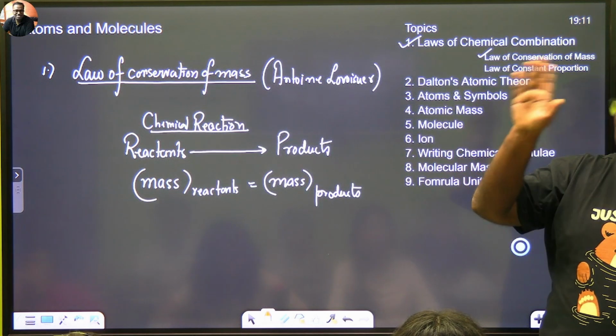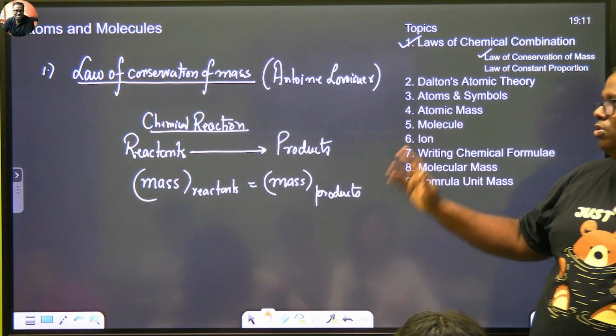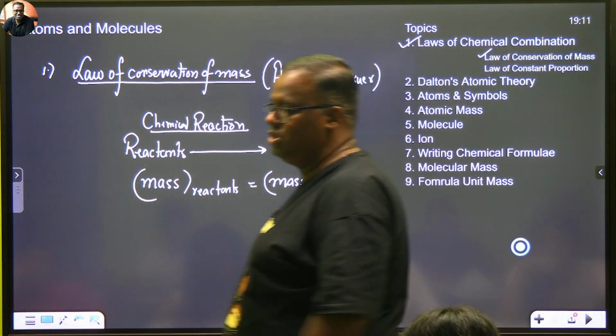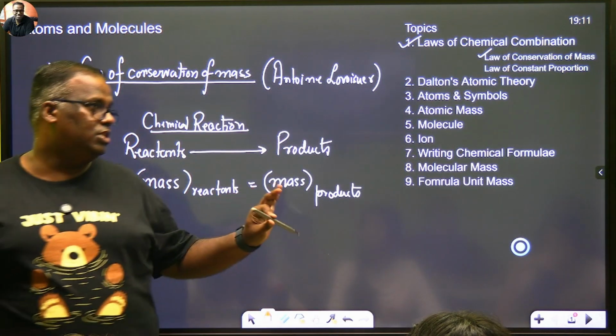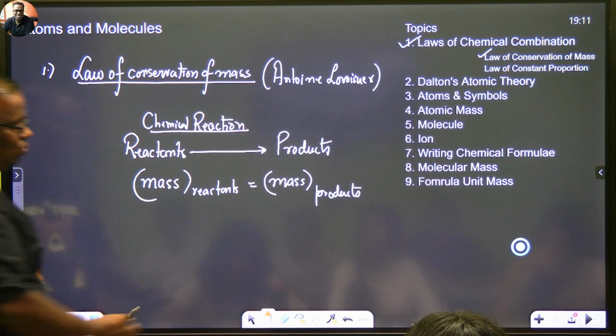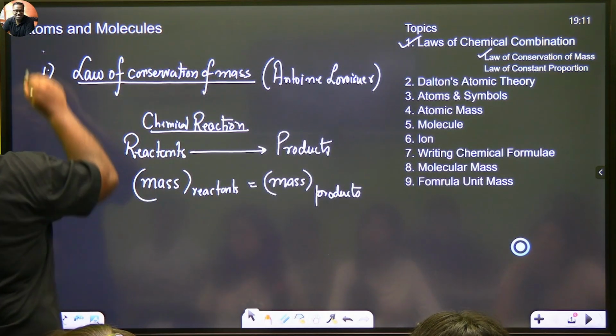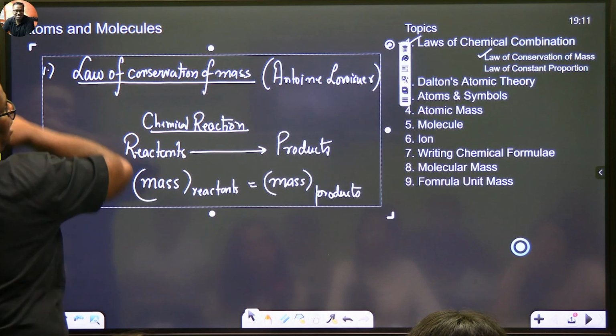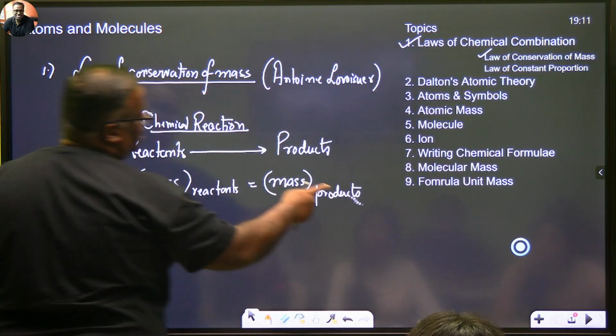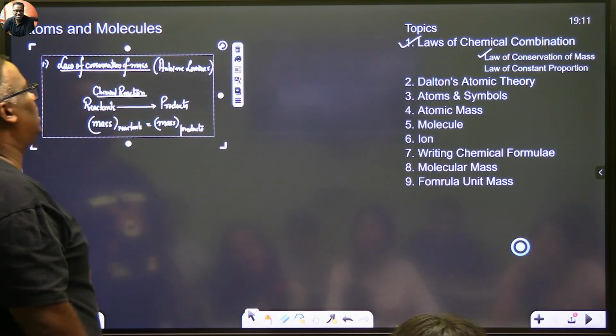But that is when you go for higher classes. At this level, what should you know? The mass of reactants is always equal to the mass of products. Does any student have a problem? Now what do we do next? As we get to know all these things, we also try to build up what is known as our analogy of examples. Okay, so let's take some examples and try to understand this law now.